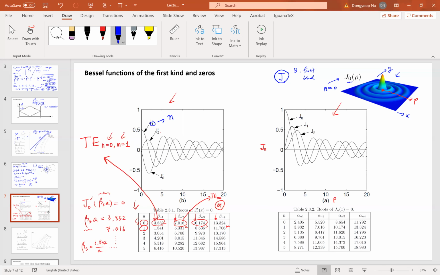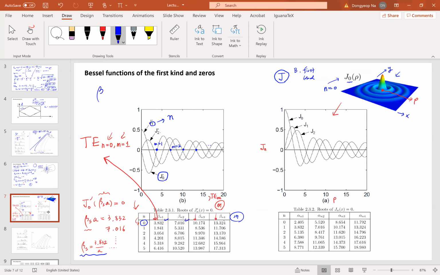Okay, n. And for a given n, for example when it's equal to 0, the order of this zero crossing is indexed by m. So this is, for example, J0, and this is m equal to 1, the first zero crossing, and this is going to be the second crossing, and the third and fourth and so on. And also, this is our beta s.